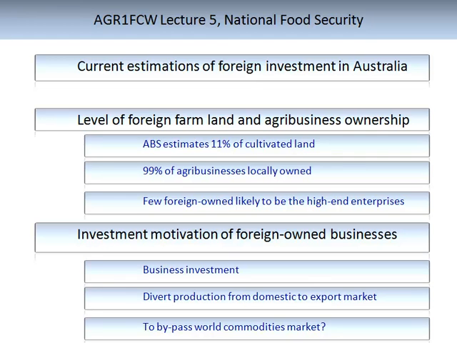The motivation for investment of foreign-owned businesses is currently stated as either a business investment, to divert from domestic to export markets, or to bypass world commodities markets. In the future, reasons may become more complex. Countries such as China may start investing in a larger proportion due to a lack of natural resources in the country, or having a larger population than their land mass can sustain.